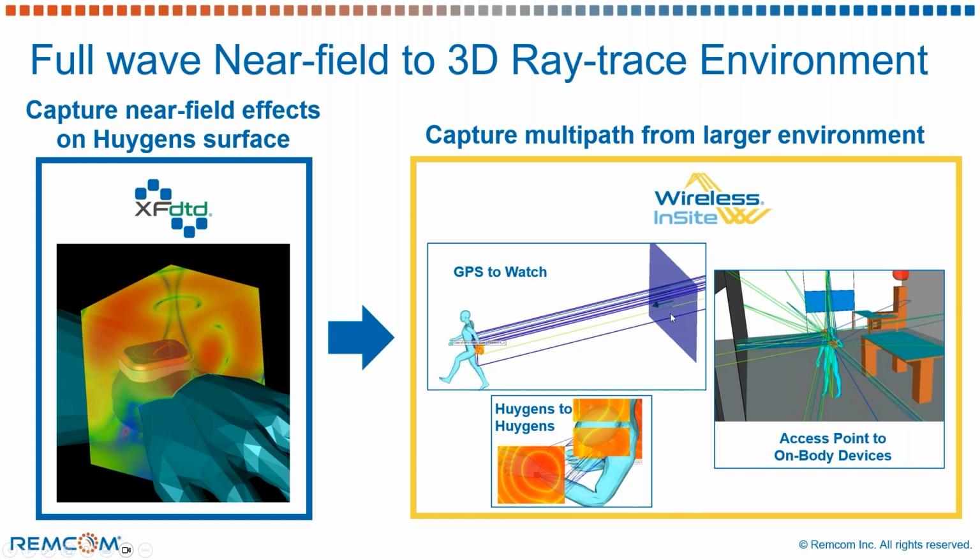In any case, you can apply this same watch, this person with a watch on his hand, to different scenarios. You could put them in a room, or in a city, for example, with a GPS, or you could define multiple Huygens surfaces on a single person and look at on-body propagation, Huygens to Huygens. All within Wireless InSite, though, because now in this case you are looking at the interactions with the body that are outside of those near field regions.